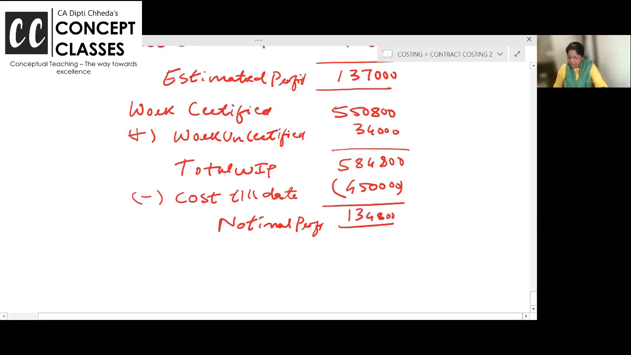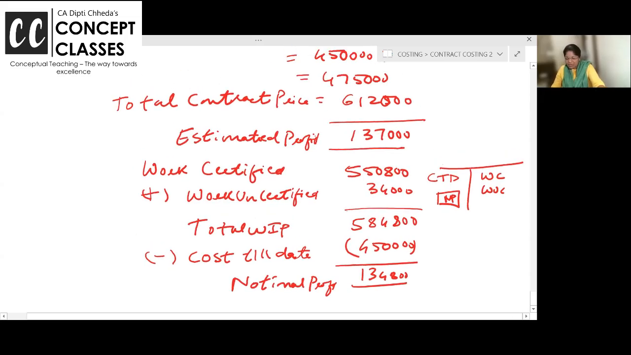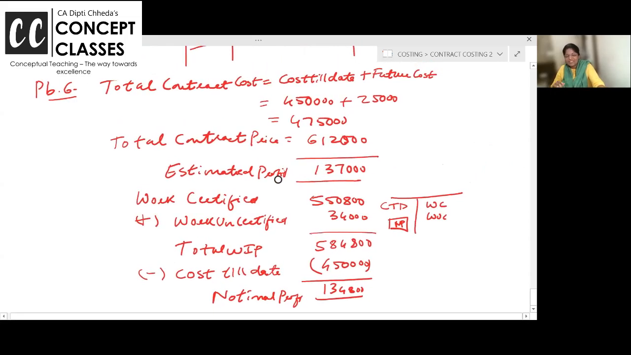$134,800. Those who are not following this, just look at this contract account, work certified, work uncertified on the credit side, cost till date on the debit side, and you get the notional profit. So that's what I wrote, add the credit minus the debit, notional profit. You just have to calculate the notional profit. Tell me, is it easy or not? 3K 5 marks hai ya nahi hai?